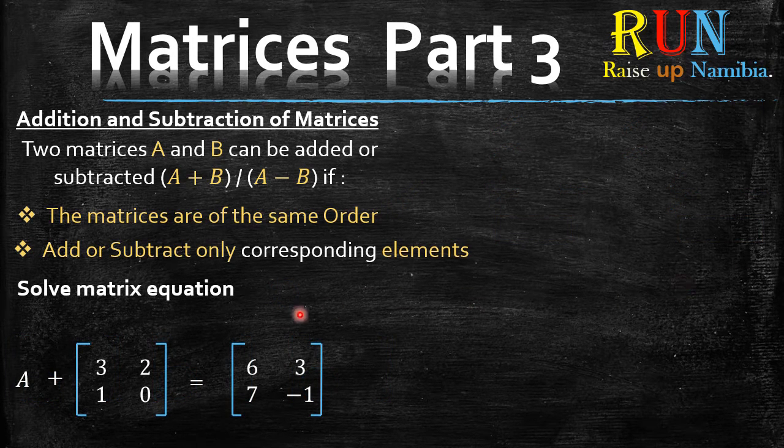Now, how about when you are given another equation that looks like this? So this one is A plus a matrix equals another matrix over here. So how do you solve this one? Now, this one is also very easy. It's just like any other normal linear equation.